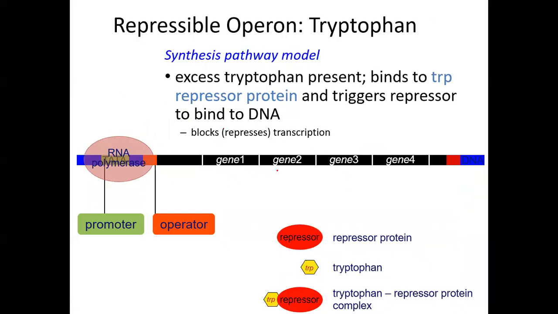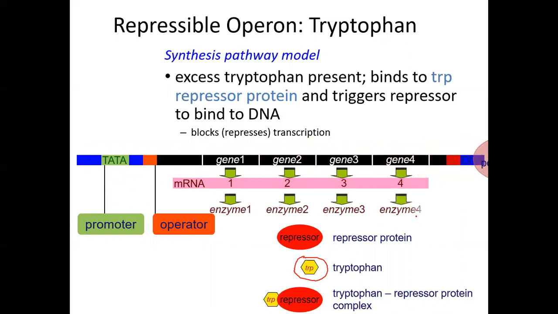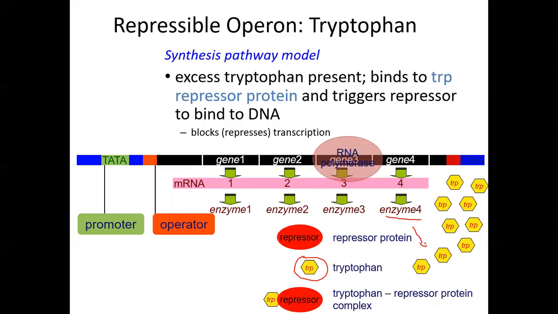So let's say all of these genes here are associated with making enzymes to help make tryptophan. So think of tryptophan as your end product, okay? As it sits right now, RNA polymerase can read these genes, gene 1, gene 2, gene 3, gene 4, doing transcription and translation, right? All of these genes are making the enzymes, and all of these enzymes help make tryptophan, okay? So as long as I'm reading these genes, I'm making enzymes, and I will eventually make a bunch of tryptophan.